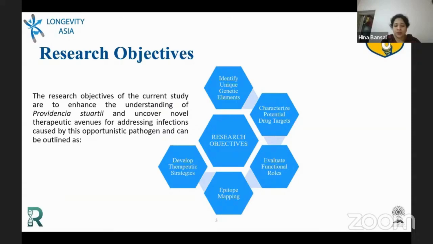Then evaluate functional roles. It is the investigation of the function of identified genes through in vitro and in vivo studies to assess their role in the pathogenicity of the pathogen. Then epitope mapping, to identify and characterize epitopes derived from the unique proteins, facilitating the development of vaccines or diagnostic tools. Then develop therapeutic strategies based on the findings: propose novel therapeutic strategies, including potential drug formulations and vaccine candidates, aimed at combating infections caused by Providencia stuartii.